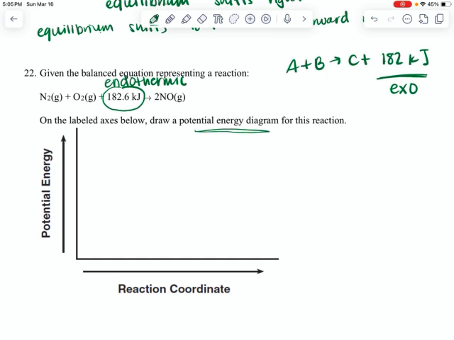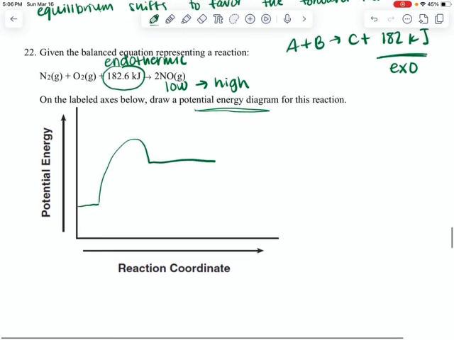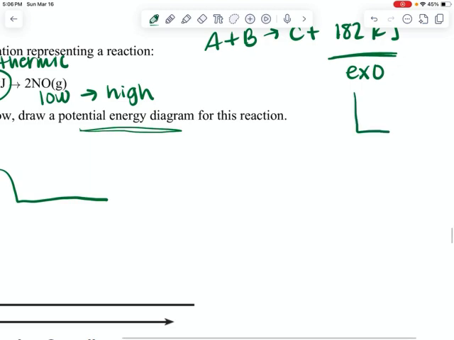So remember, if energy enters and we gain energy, we're going from low to high. So your picture is going to look like this. Lower energy to higher energy. Remember, exothermic would look like high to low.